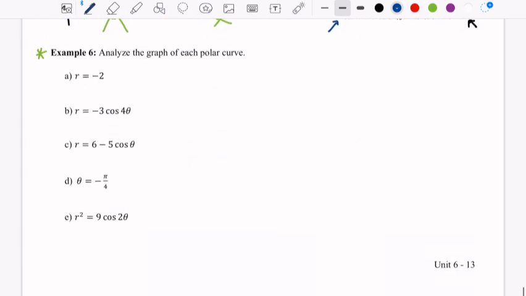So before next class period, I want you to go through example 6, and for each of those polar curves, I want you to write out the different things that you know about it. Write out what the radius means. Write out how many petals it's going to have. Write out the type of symmetry it's going to have. We'll go over these next class period, but I want you just to be able to look at something and to know the basic shape.